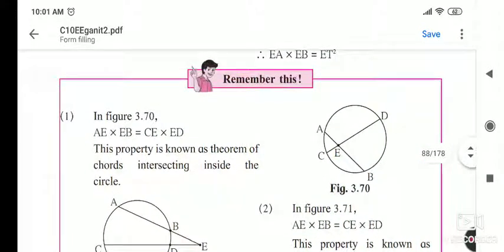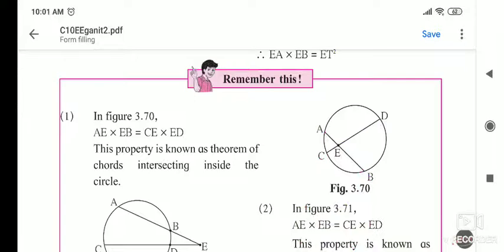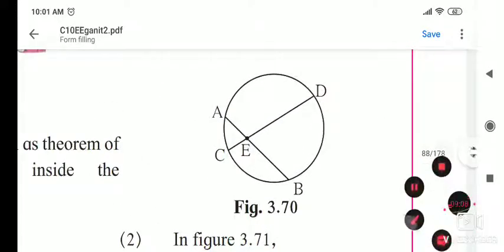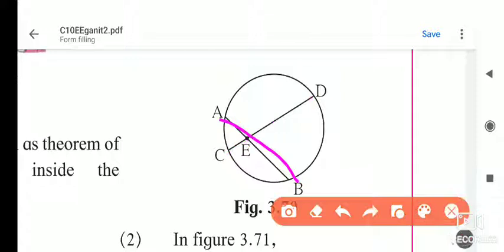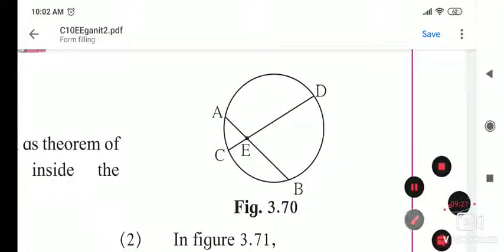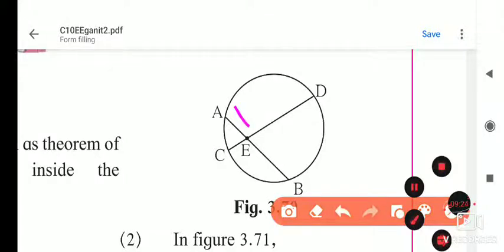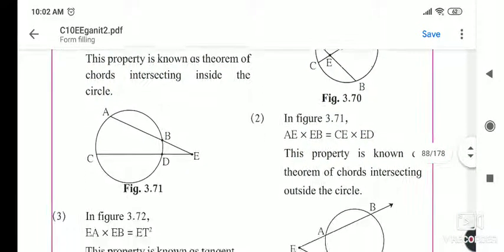What we had seen is that when two chords of a circle intersect each other internally, EB and CD, this is our EB and this is CD, then the product of the segments, EA into EB, is equal to CE into ED. Okay, these points we have to use going forward.